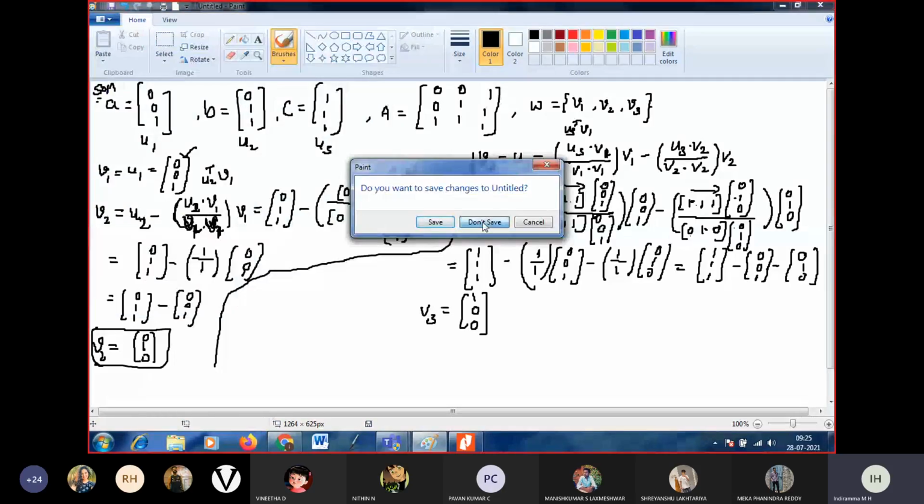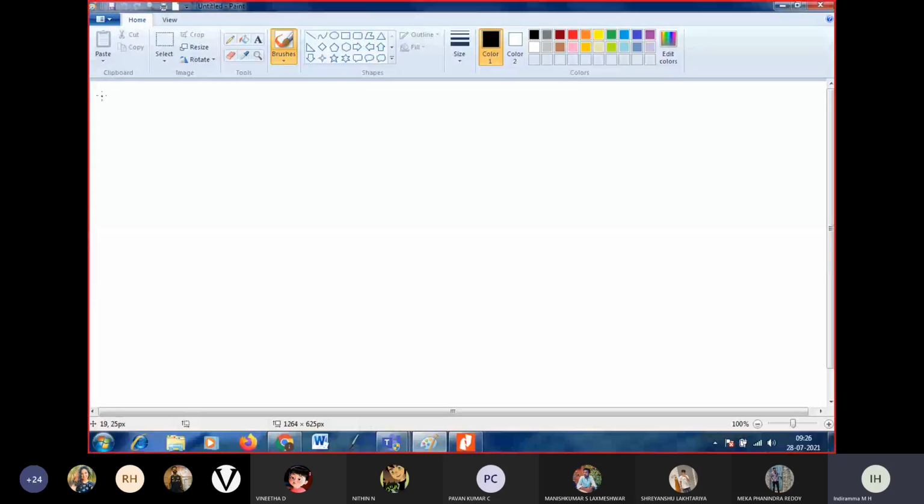What is the next step? What is the matrix W consisting of? V1, V2, V3. Now write down V1, V2, V3. What is V1? 0, 0, 1. What is V2? 0, 1, 0. What is V3? 1, 0, 0. So this is a matrix W. This is a set consisting of 3 vectors V1, V2, V3.